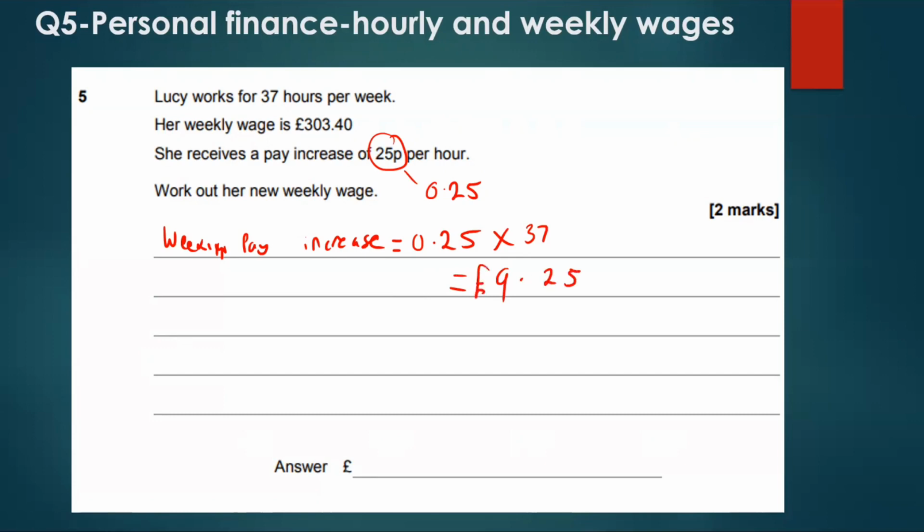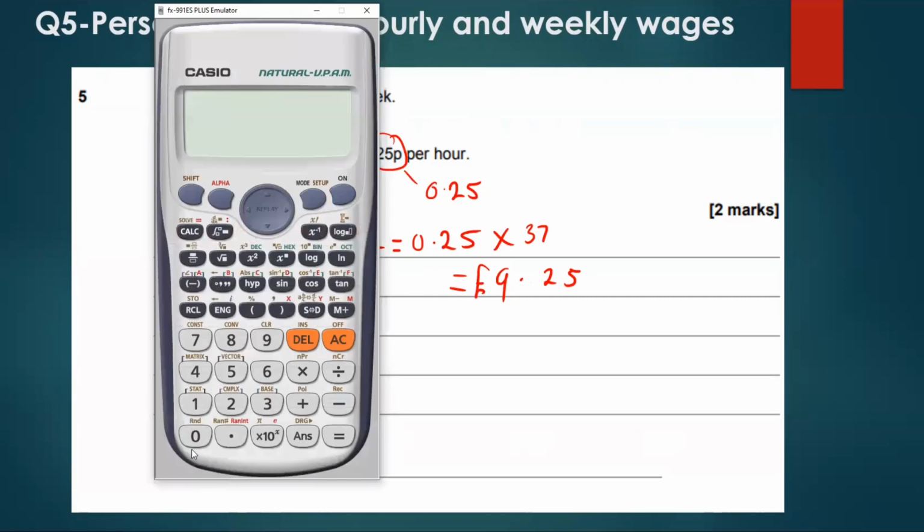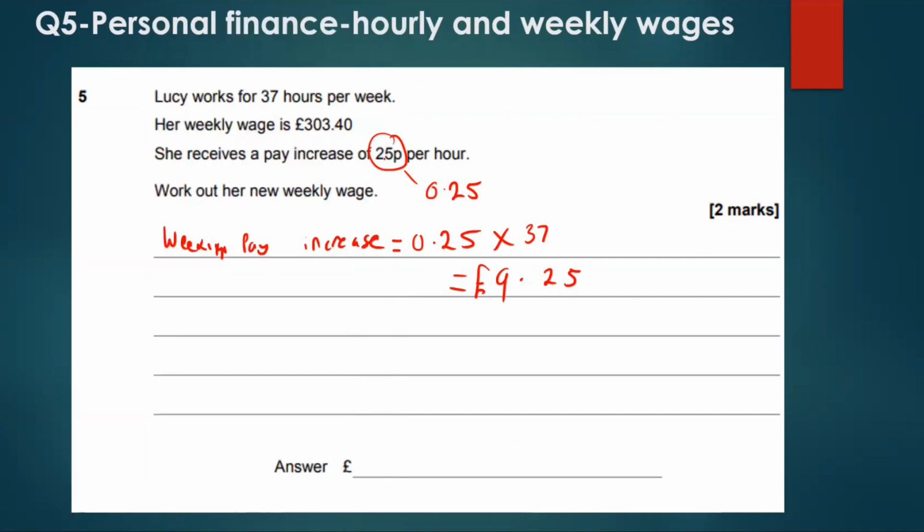I'll just show you that on the calculator as well. So you get 0.25 times by 37. So this is what she gets increased onto her money. So if it's increased onto her money, I need to add it on to her new weekly wage because it's her new one. Now this is her original. So it's currently 303.40. So I'm going to add that on as 9.25.